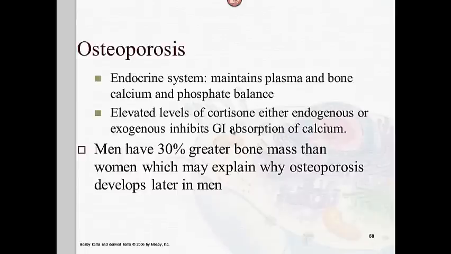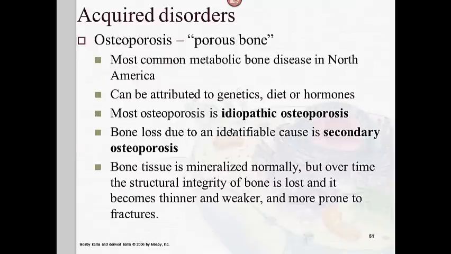The endocrine system, remember, maintains plasma calcium and phosphate necessary for osteogenesis. Elevated levels of cortisol increase the chances of osteoporosis formation. It is the most common metabolic bone disease in North America. It could be attributed to diet, hormones, or genetics. It could be idiopathic or secondary.